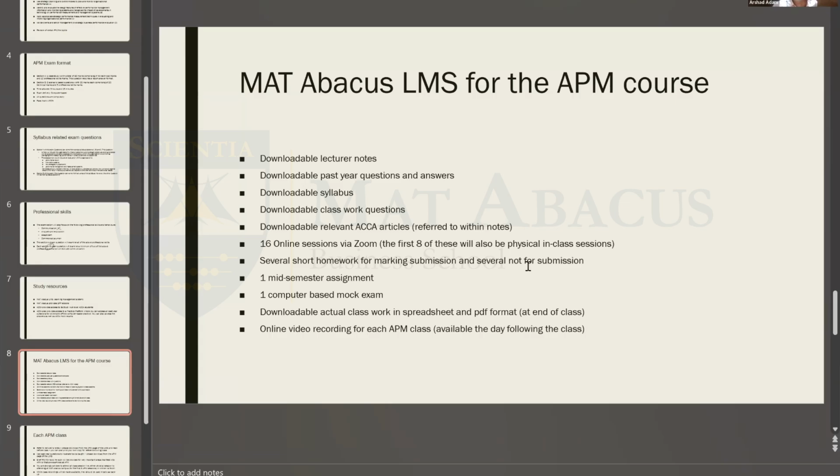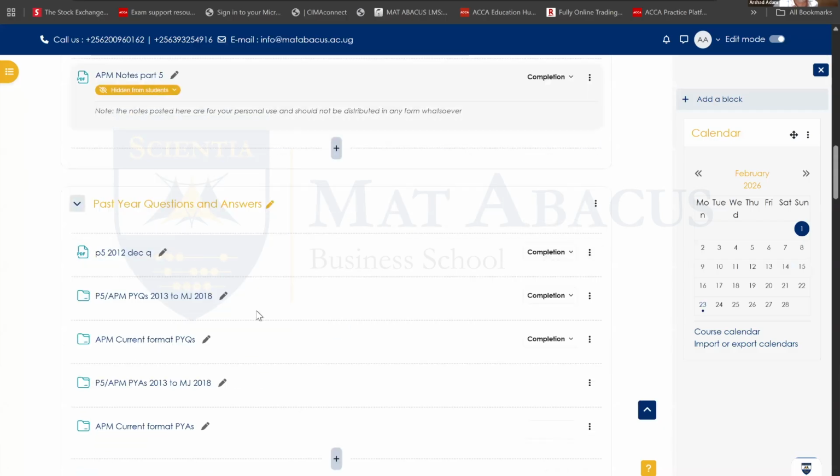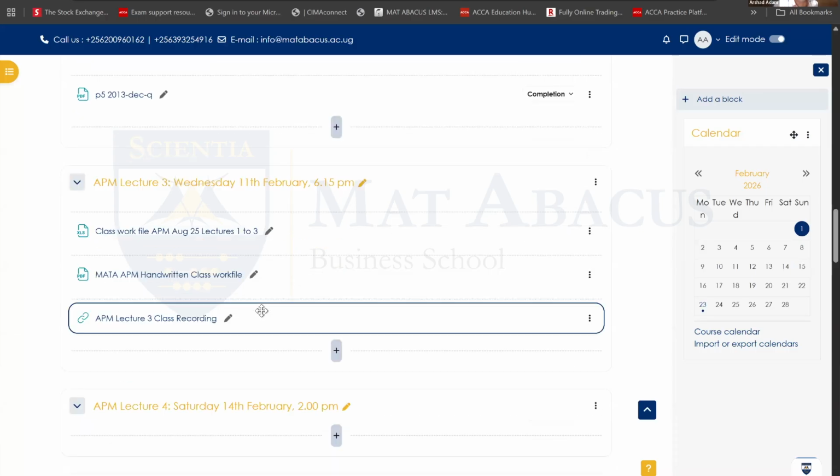Of course, there will be some where I will tell you, okay, there's a calculation here. Do it for next class. That one you don't need to send to me. But if you do it, when you come next class, you'll be able to follow the next class. That's normal. Additionally, we'll set up 1 mid-semester assignment and 1 computer-based exam. You can see it's already there, but you don't have access to it yet. And this is why the LMS is very good. I can plan the whole thing.